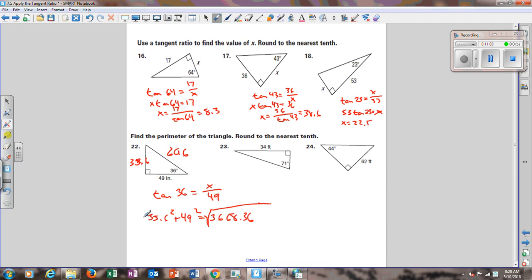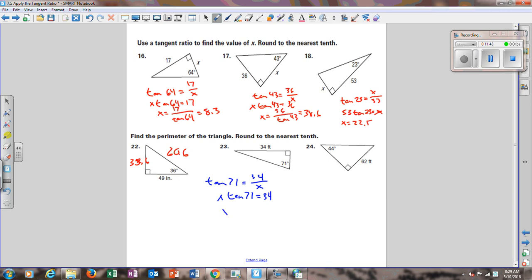Next one. We have tangent of 71. Erase this. Have some room to work. Gives you tan 71 equals opposite, which is the 34, over adjacent, which is x. Multiply by x: x tan 71 equals 34. Divide by tan 71, get x equals 34 over the tangent of 71. So that gives you x equals 11.7.